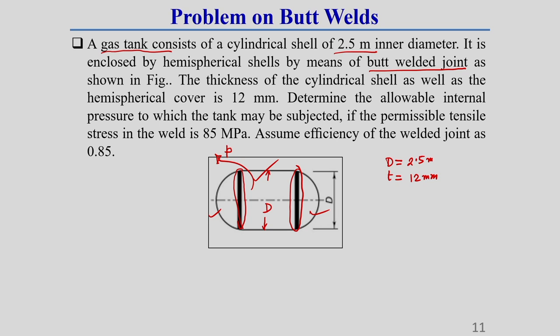Determine this allowable internal pressure to which the tank may be subjected if the permissible tensile stress is 85 MPa. That means this weld permissible stress is given as 85 MPa. Assume the efficiency of the weld joint, eta, equal to 0.85. So, what is required? We have to find out what should be the internal pressure of this gas, so that it should not fail. That internal pressure, small p, we have to find out.